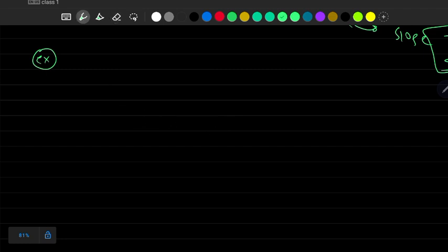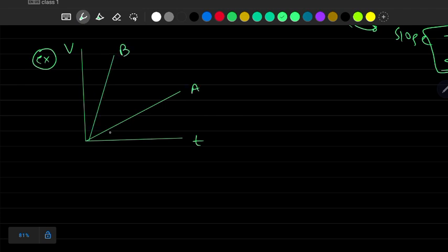If I ask you, this is our VT graph for two different cars. This is car A and this is car B. This is angle 30 degrees and this is angle 60 degrees. You have to find acceleration of A upon acceleration of B.